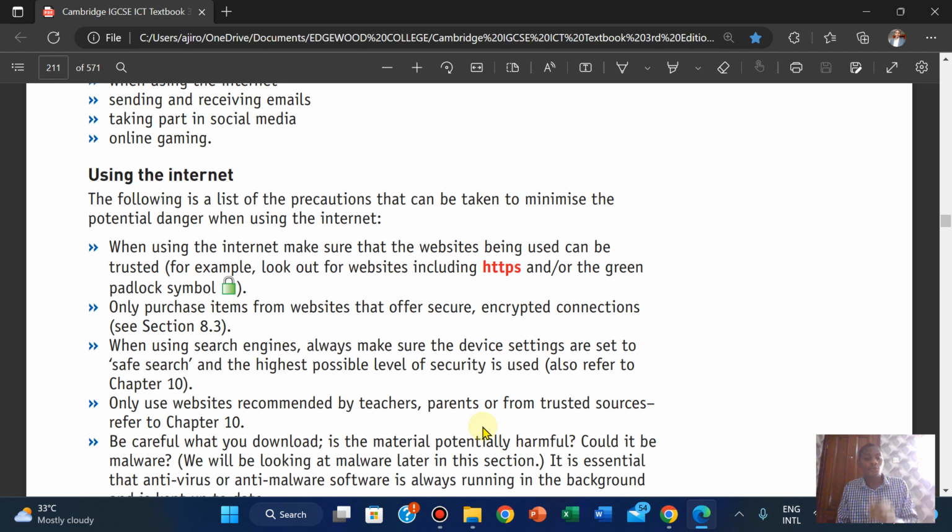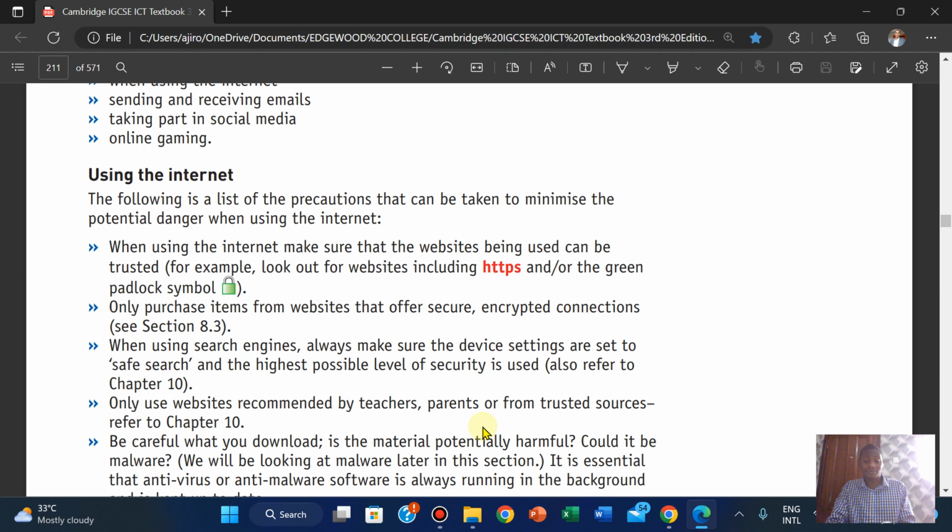Now, the fourth one is only use websites recommended by teachers, parents, or from trusted sources. Don't just go to websites because your friends are talking about it, you want to check it out. Please always ask questions before diving in, because you don't want to entangle yourself with something you come to regret later. Okay, be careful what you download.